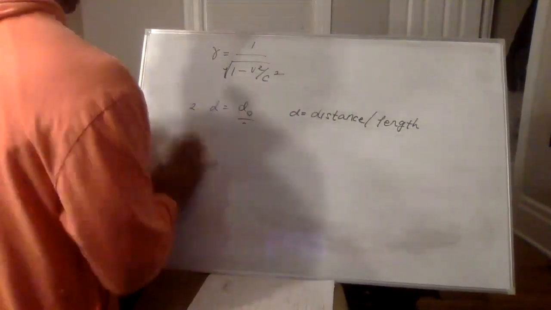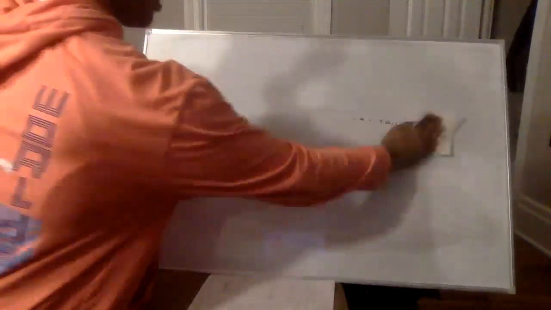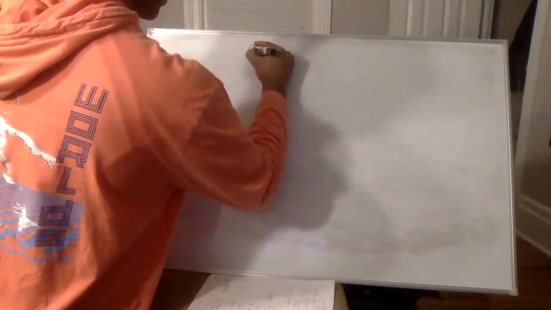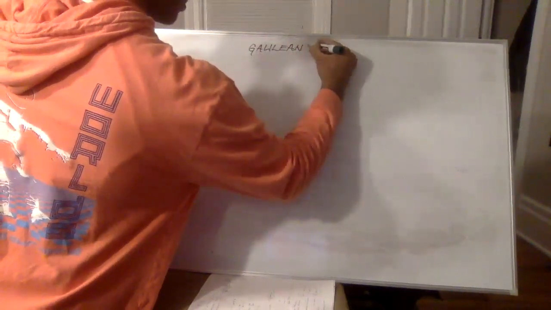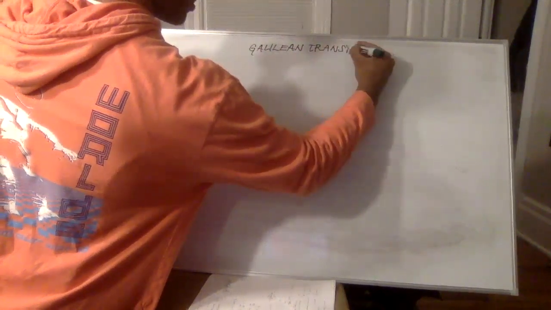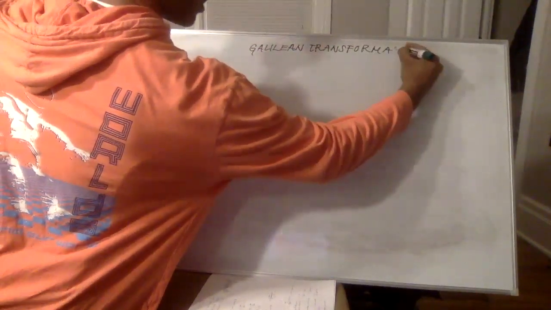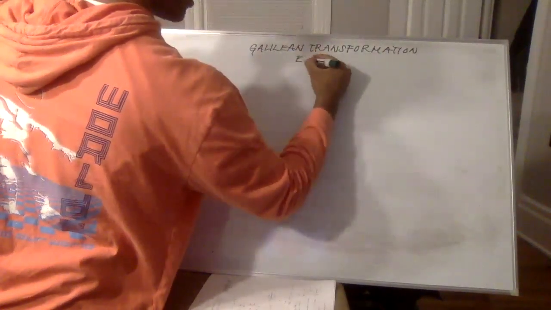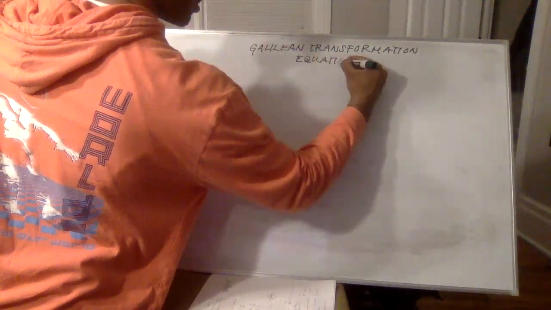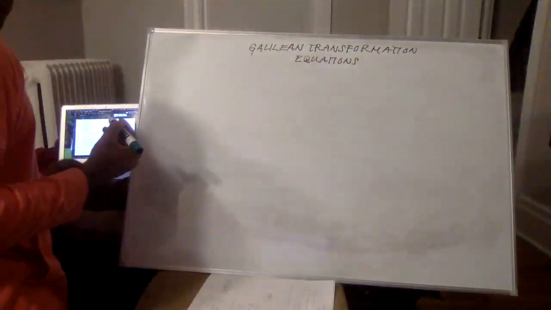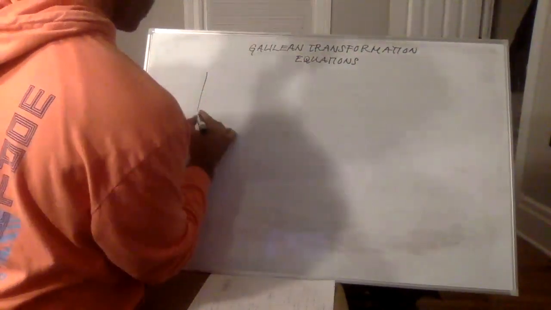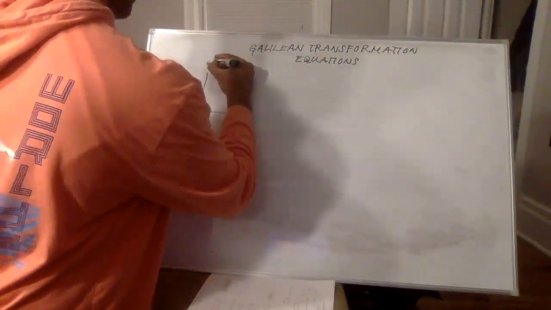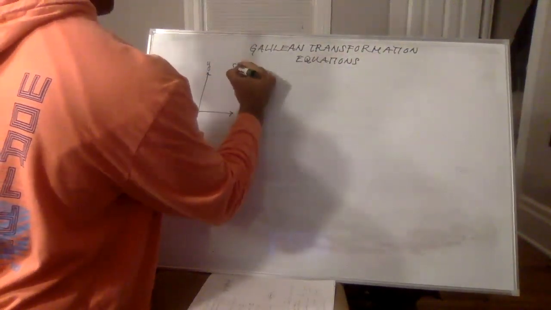Okay, so the next thing I'm going to cover is what is called Galilean transformation equations. So I'm going to draw 2 reference frames, right? We'll call the first reference frame x and y. We'll call this S, right?